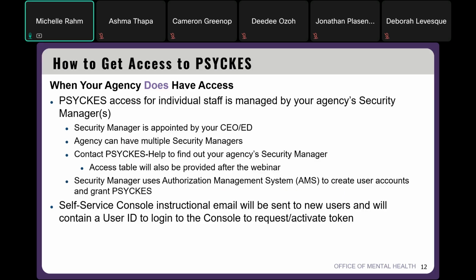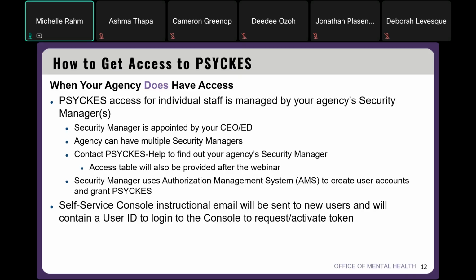We also will be providing an access table to everyone in our email after the webinar. That will include our slides, the webinar recording link, and this access table, which has all of your ACT team agency names. It'll show you whether your agency has PSYCKES access, and it'll show you all of the applicable active security managers at your agency. So you'll be able to see who you can contact at your agency who can grant you access to PSYCKES.